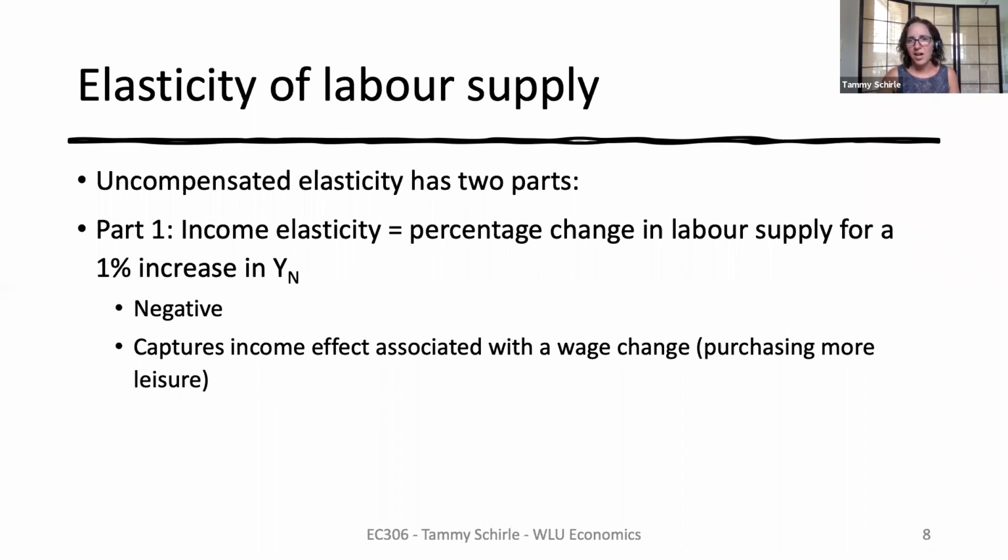The total or uncompensated elasticity is broken into two parts. First, we measure the income elasticity. This represents the change in labor supply for a 1% increase in non-labor income. Recall, income effects are expected to have a negative effect on hours worked, so the income elasticity is negative. When we're looking at changes in wages, this will tell us how much less people will work because they gain higher incomes when there's an increase in the wage rate.